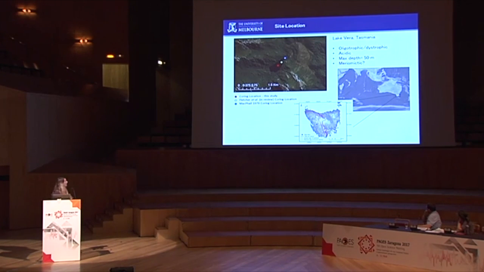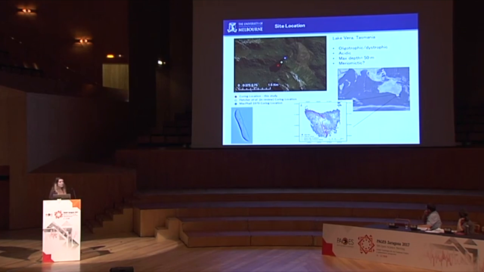So to my site, like Christina mentioned, my site is in Tasmania, an island off the southeast coast of Australia, and sits right here in the western region of Tassie, which is heavily forested and wet compared to the eastern side, just demonstrated by this red line. So Lake Vera is the site. As you can see in this photo, it's heavily rainforested. It's oligotrophic/dystrophic acidic. It's quite deep. It's 50 meters deep, and what we believe to be meromictic.